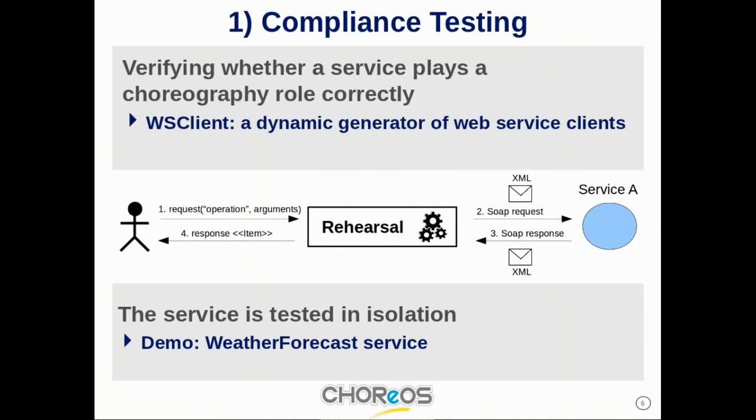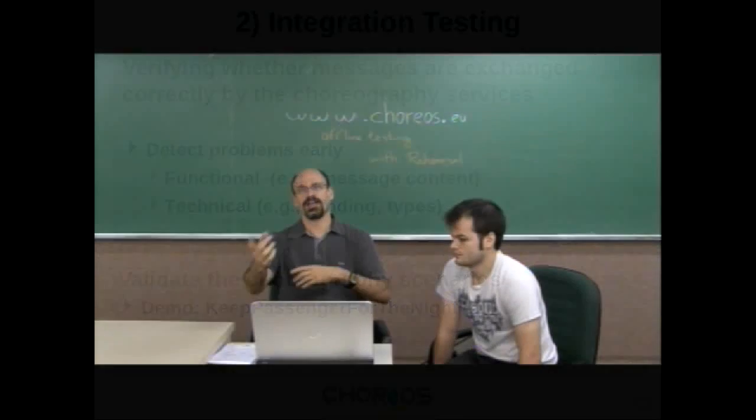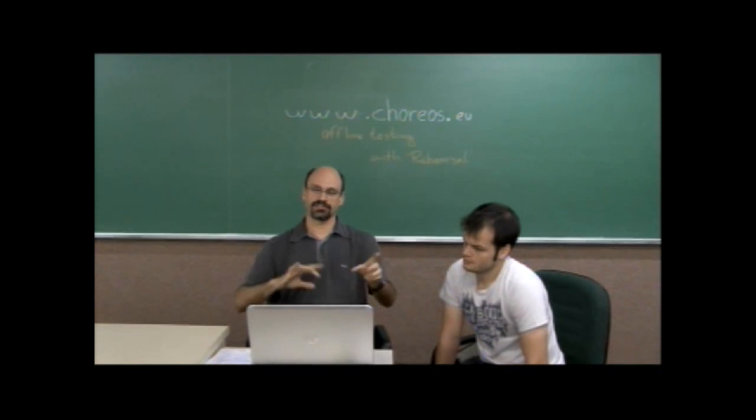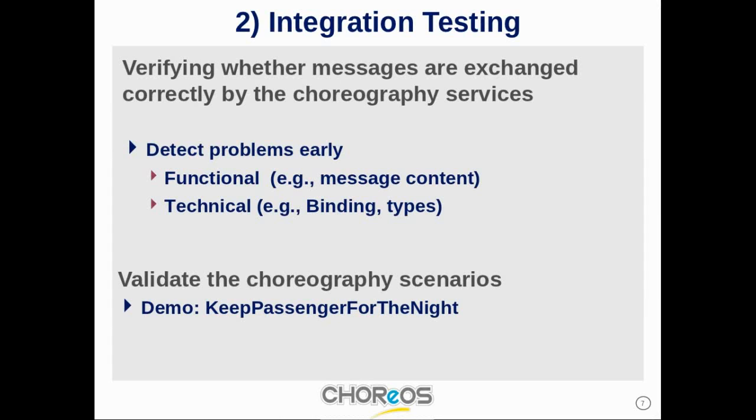Let's go to the second type of testing, which is integration test. The goal here is to verify whether messages are exchanged correctly by the choreography services. So we enact the choreography and start to monitor the messages that are exchanged among the services in that choreography. This can be used to detect problems early in the life cycle of the choreography. And we can detect two different kinds of problems: functional problems and technical problems.